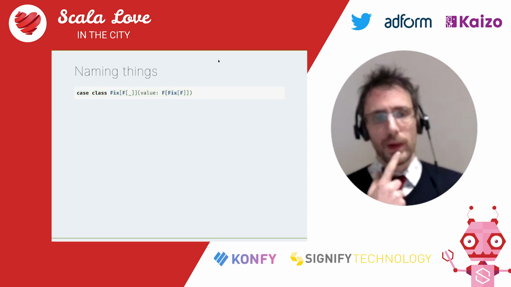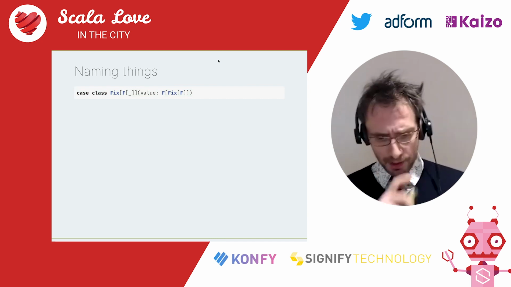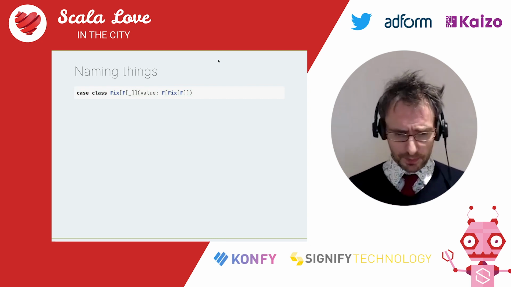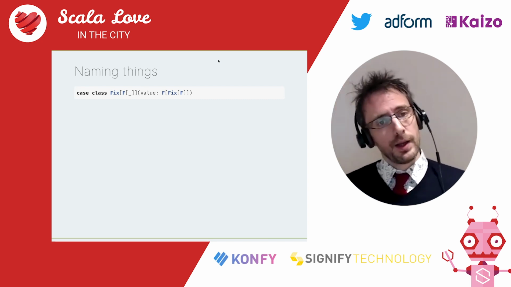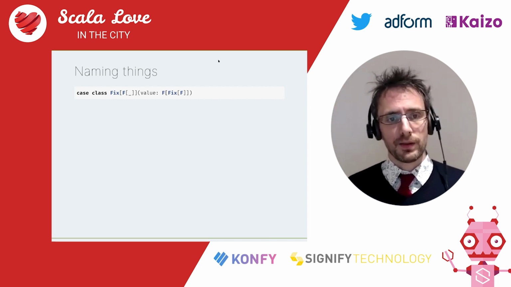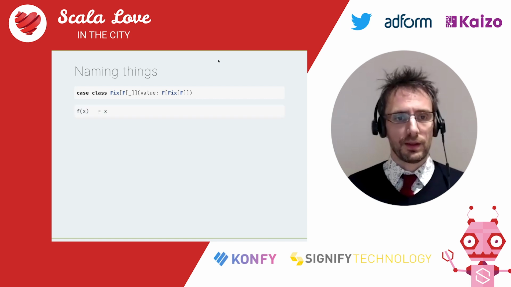Now, why is it called that way? To understand that, you have to go into the definition of what a fixed point and a fixed point combinator are. The fixed point of a function f is x, such that f of x is equal to x.